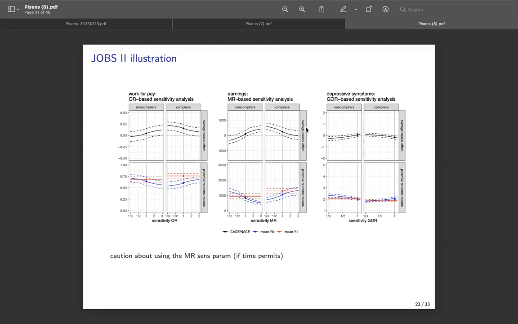So there's actually a lot to talk about here, but for the sake of time, I'm going to skip. We did this for work for pay, we use an OR. For depressive symptom, we use the GOR. And for earnings, we could also use a GOR, but because we often think about ratio sort of effects with positive outcomes, we use an MR based sensitivity analysis here, and talk at length in the paper about the struggle with considering what range to consider for the sensitivity parameter. But we may come back to that a bit later.